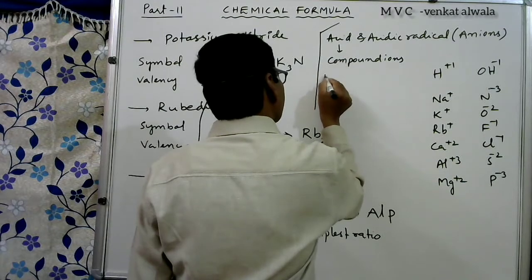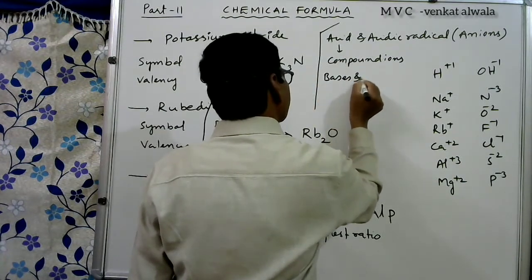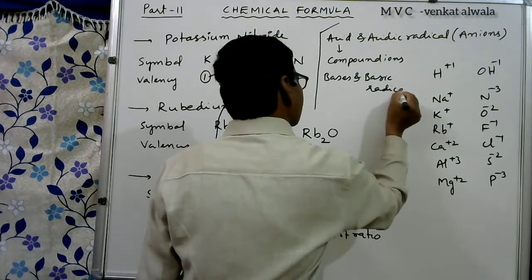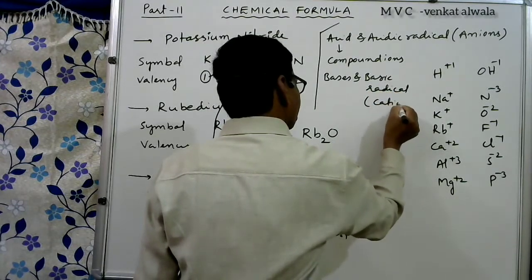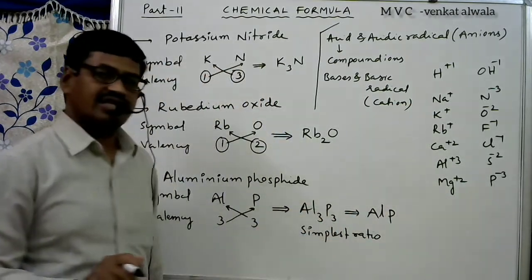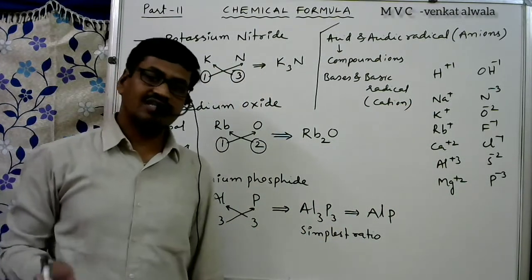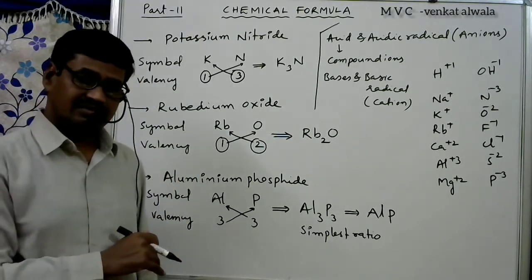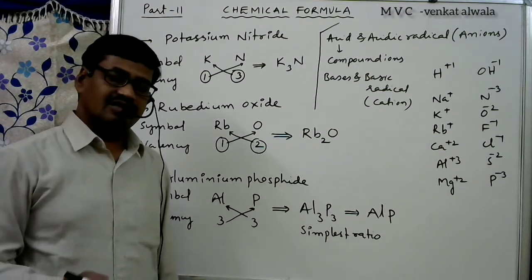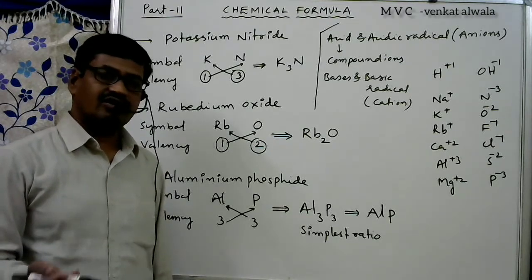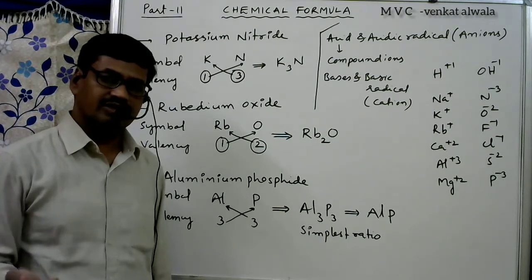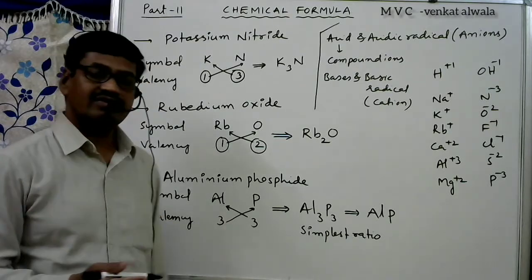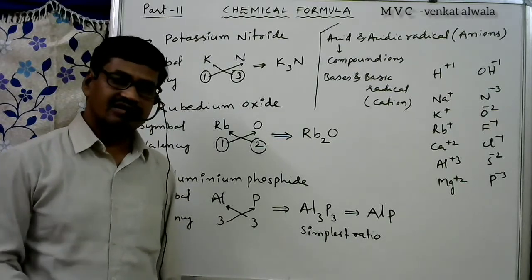And similarly, bases and basic radicals. Basic radicals are nothing but cations. So by the combination of basic radicals and acidic radicals, how can we write the formula? These are simple ions. Both simple ions are taken. But in the next class, we will see how to write aluminum sulfate or calcium sulfate, calcium phosphate, sodium phosphate, then sodium sulfide. When you can write the ide ending, when you can write the ate ending. All these things in the next sessions we'll discuss.